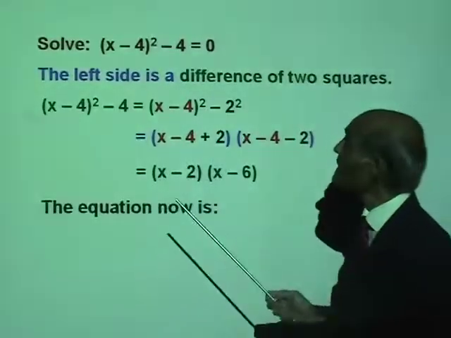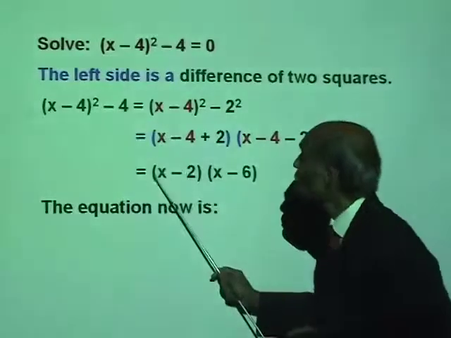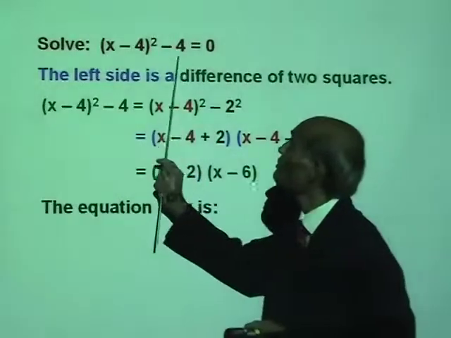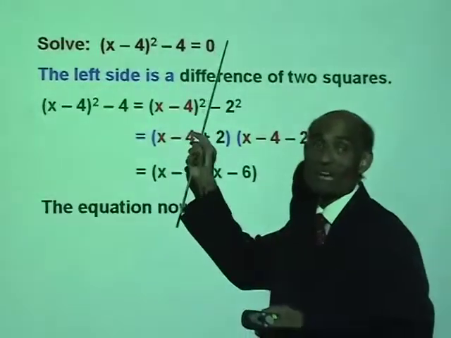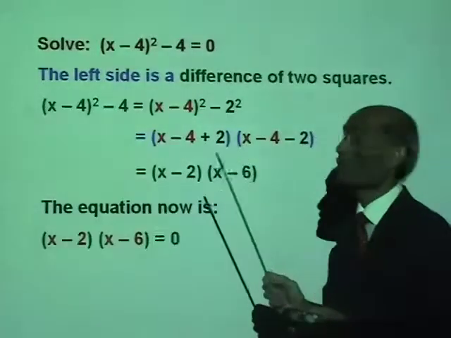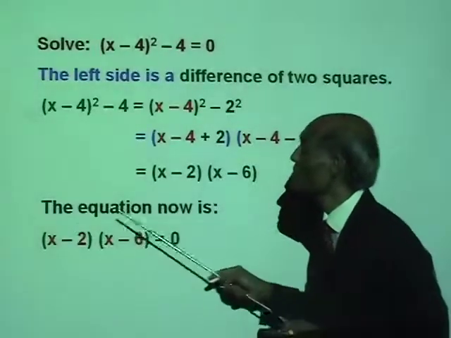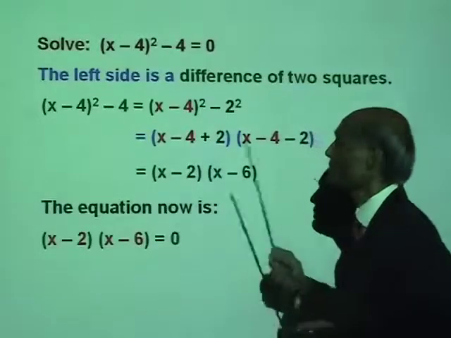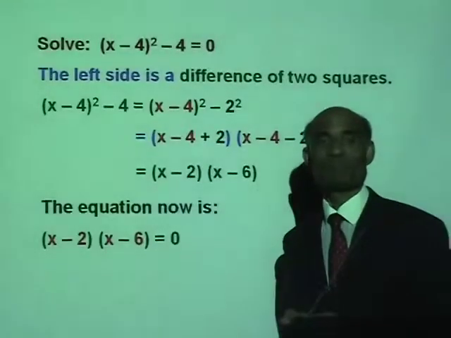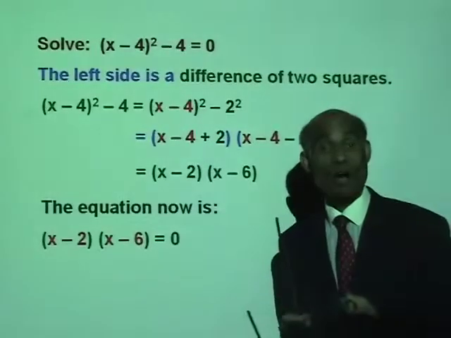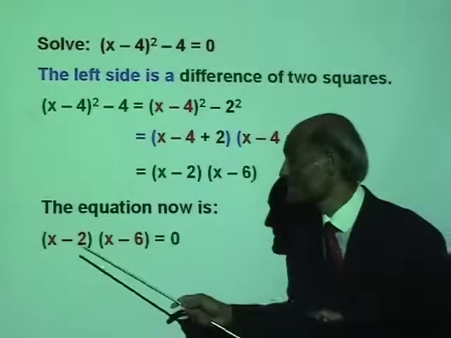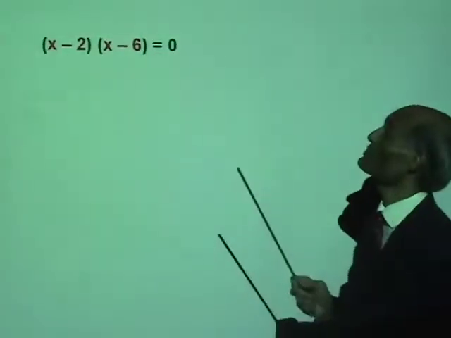And so what is the equation? These two factors belong to the left hand side and the right hand side is 0. So the equation is x minus 2 times x minus 6 equal to 0. Right now we are home. Step 4, set each factor to 0.